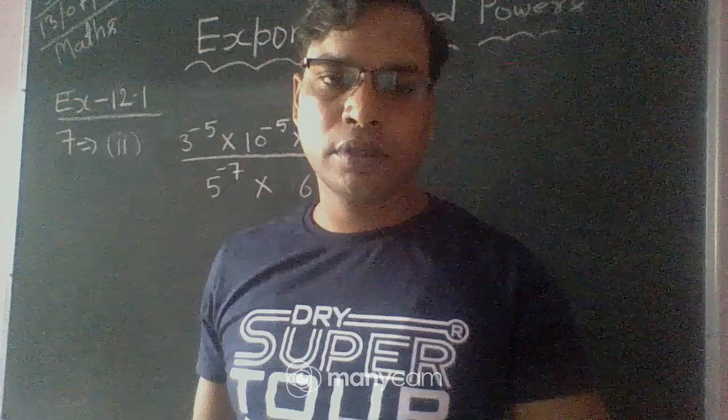This is clear? So similarly, here 6 power minus 5 is equal to 2 into 3, 6 power minus 5, and this is equal to 2 power minus 5 into 3 power minus 5. Okay, so we put all these values in the given problem and we will try to solve it.